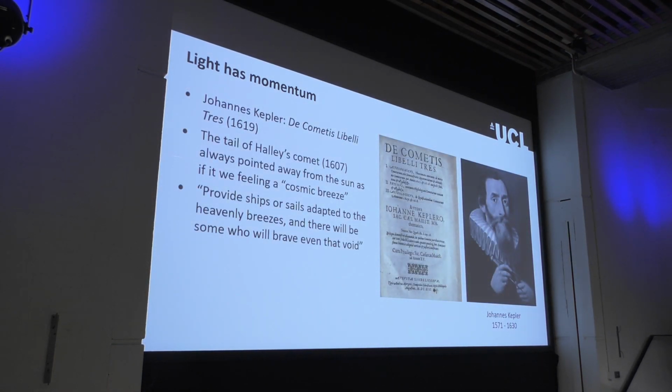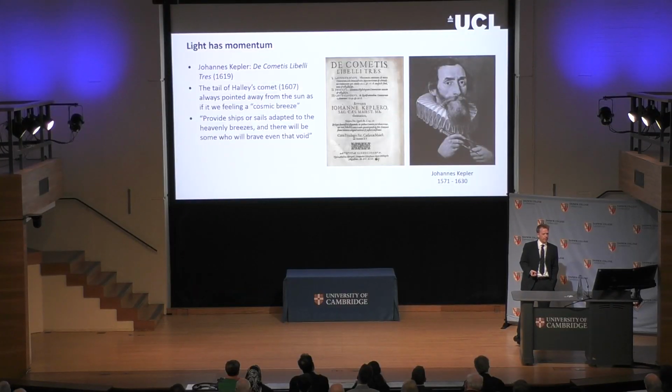This is Kepler, Johannes Kepler. At the beginning of the 17th century, he made observations on, in fact, the visitation of Halley's comet in 1607. Subsequently, he wrote this book, I believe it means 3 little books about comets in Latin. Kepler's observation was that the tail of the comet always points away from the sun.